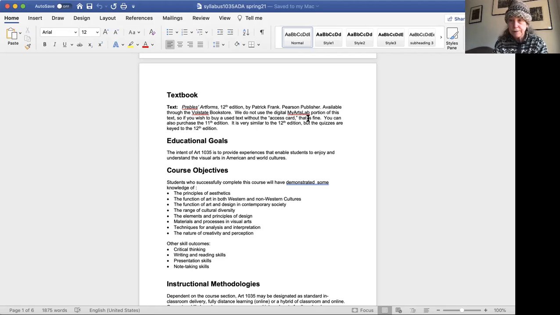It's just easier. If you really absolutely cannot by any means afford the 12th edition, it's okay to get the 11th edition, but just know that the quizzes are keyed to the 12th edition, and so the quizzes may refer to some images and works of art that are not in the 11th edition. So that could be a little bit of a problem. There is a copy of the 12th edition at the library on the Czech campus. So if you're willing to go over there and use the library, you could do it that way.